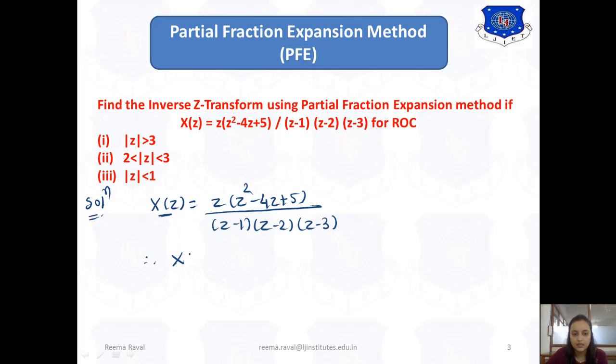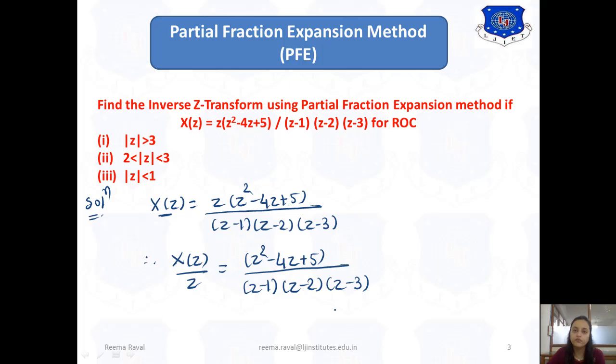So we can say that X of Z by Z will be equal to (Z square minus 4Z plus 5) upon (Z minus 1) into (Z minus 2) into (Z minus 3). That means always you have this term in the form of X of Z by Z. Okay. Now for this term we are going to perform the partial fraction method to obtain the constants. So let's do that.